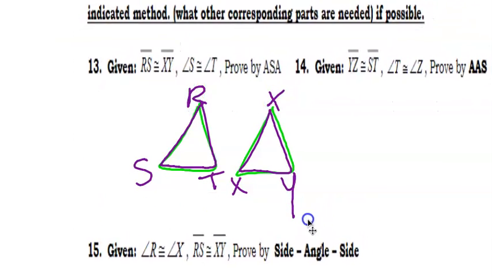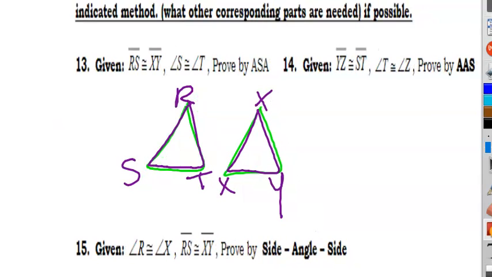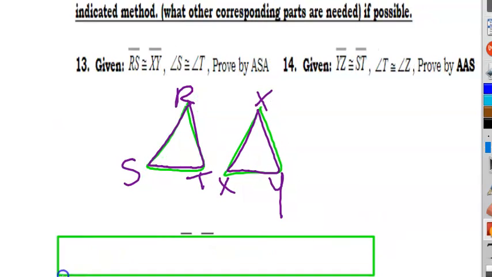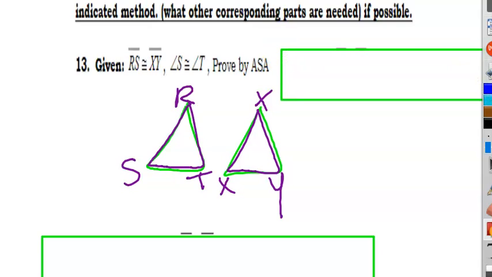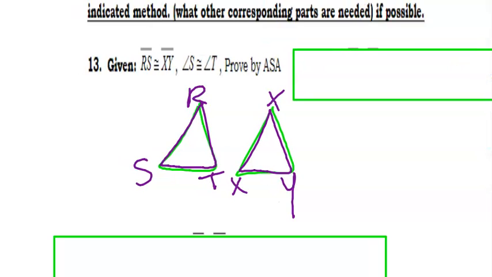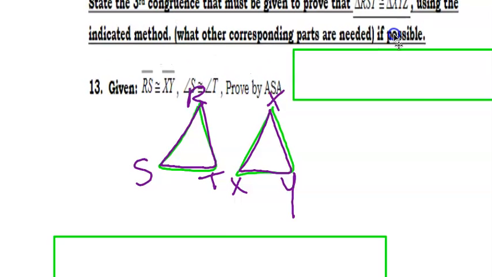So, they gave us this information, and they want to know how you can prove the rest of the information for number 13 based on what they gave you. So RS and XY. Let me see if I can draw this again.